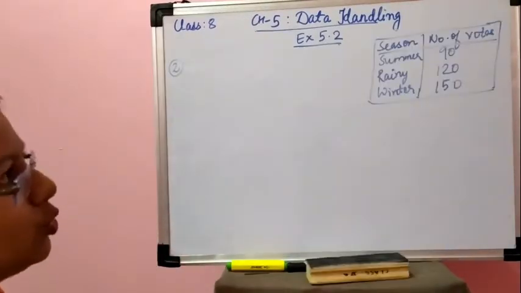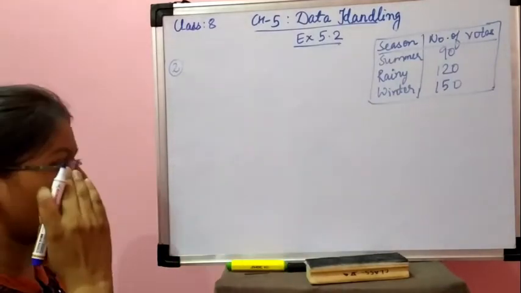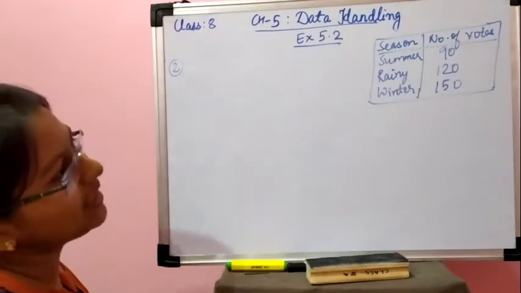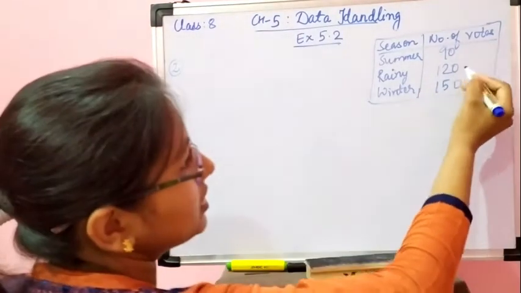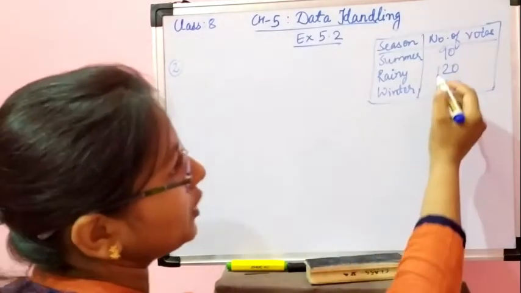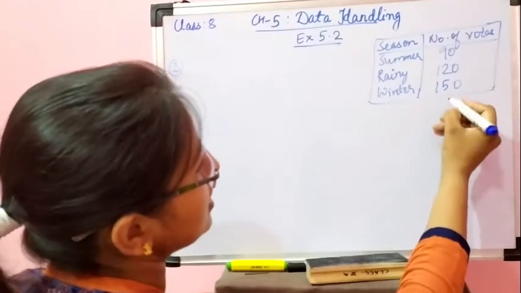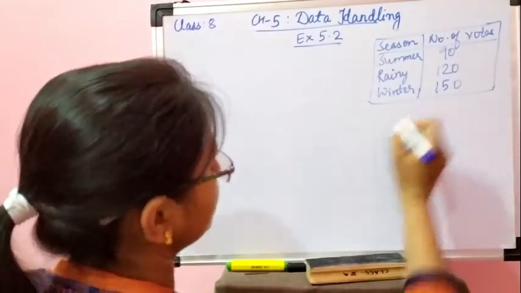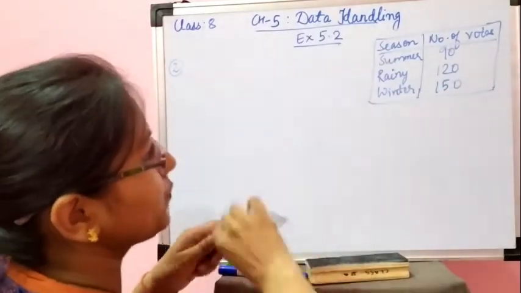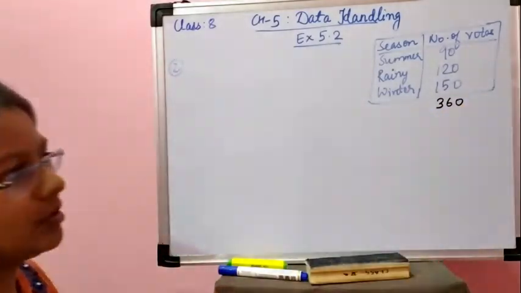Now in question number 2, you can see the table I have made, which is already in your textbook also. The question is: a group of 360 people. You can count this in total. 90 plus 120, 210, and 210 plus 150. The total is coming 360. You can add this and see that the total is 360.